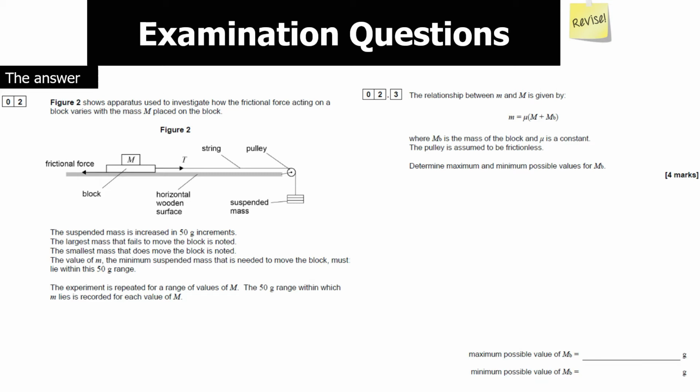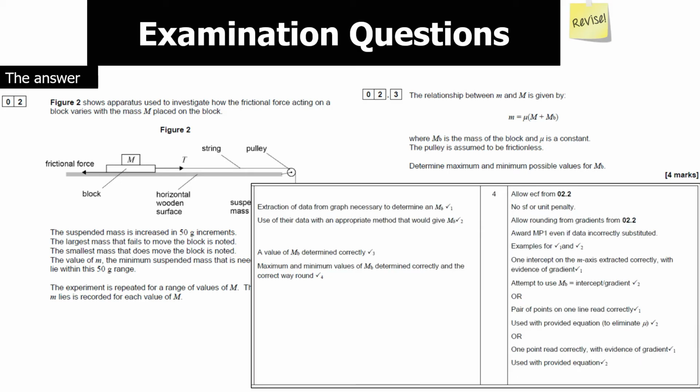Right, so how would you answer this particular question? What you're going to have to do is use the graph previously to determine a value for MB. So you use the data given to get values for MB, the mass of the block. And then you can work it through to determine a value of MB and use the maximum and minimum values from the different gradients to work it through.